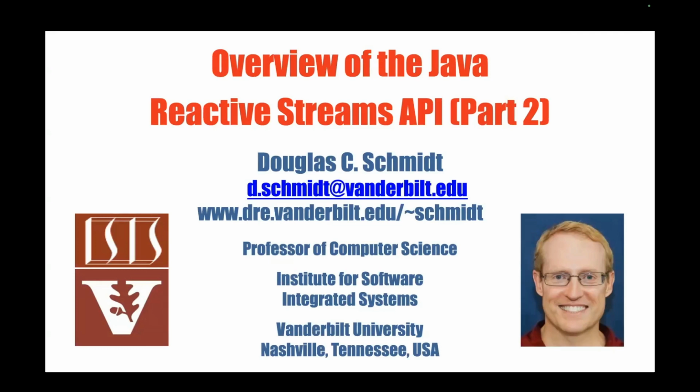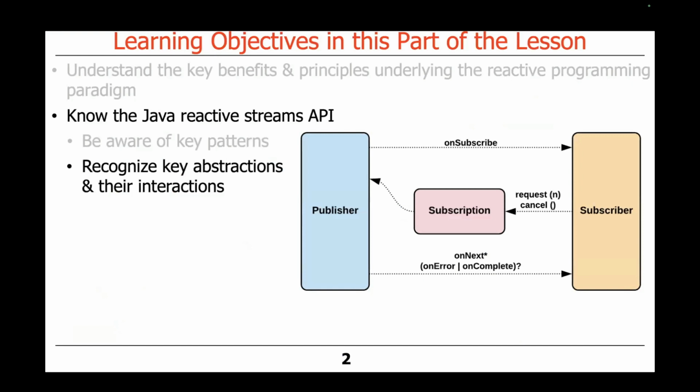So let's now continue with part 2 in our overview of the Java Reactive Streams API. In this part of the lesson, we're going to talk about the key abstractions, which we've already given an overview on: publisher, subscriber, subscription, and so on. But we're going to focus here more on the interactions between those various elements.